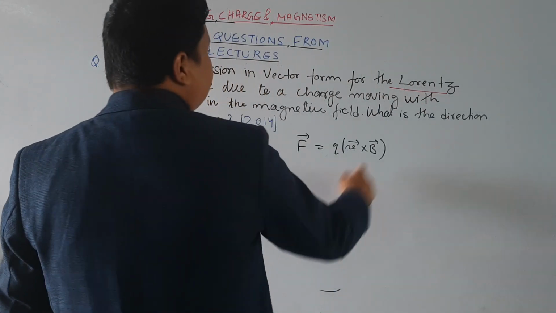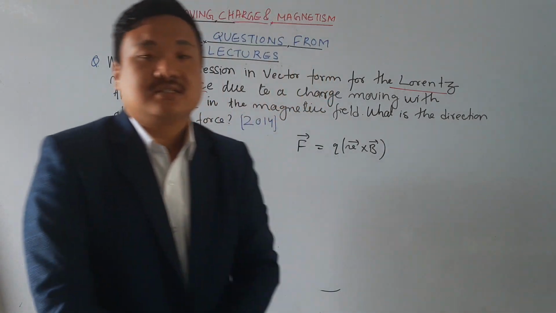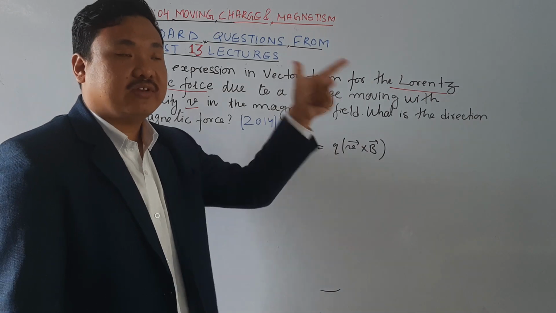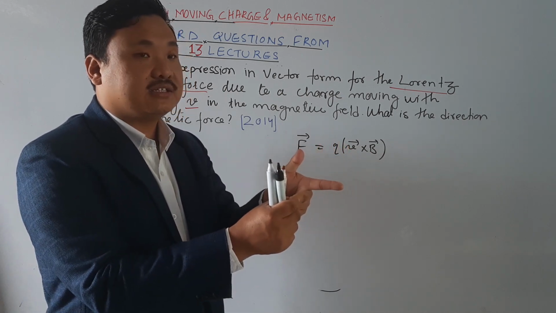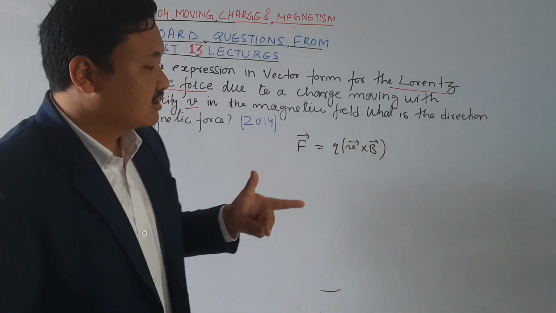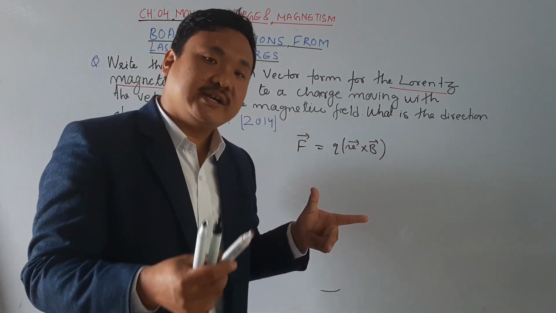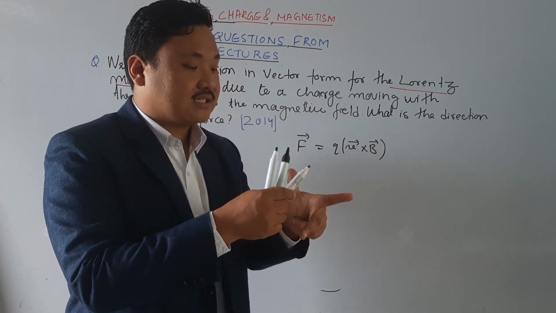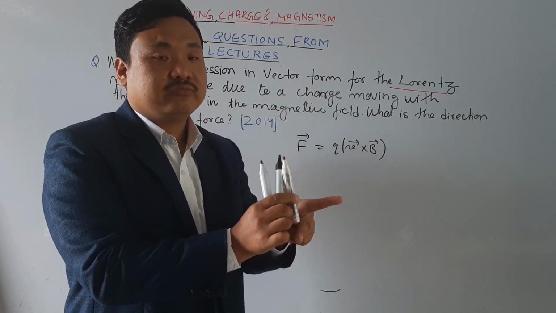Now next is, what is the direction of magnetic force? To give the direction of force, we use Fleming's left hand rule. Father, mother, child. Mother is the direction of magnetic field, child is the current or the charged particle. The angle between the three fingers is 90 degrees. So the direction of magnetic force is perpendicular to both the magnetic field and the velocity.